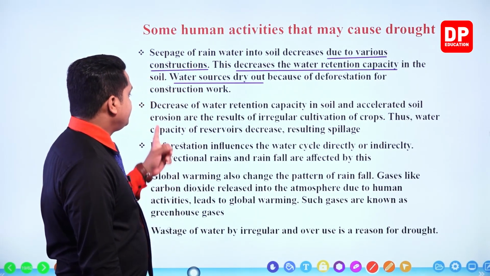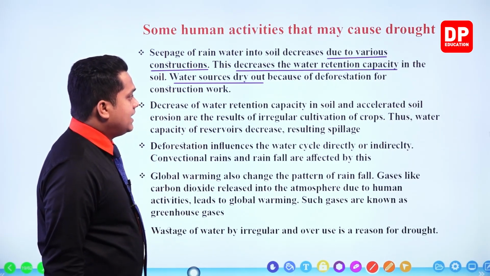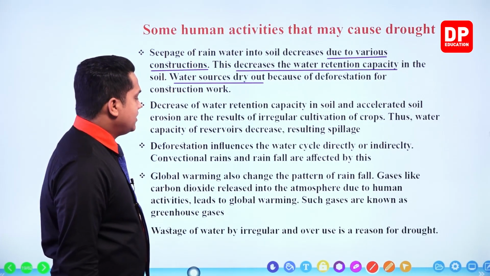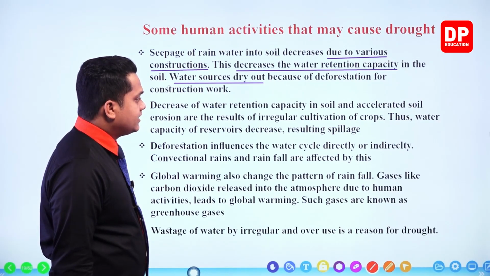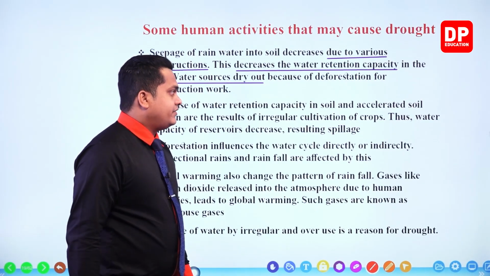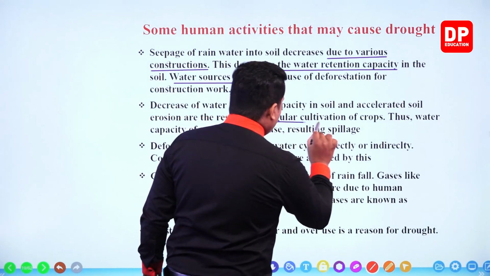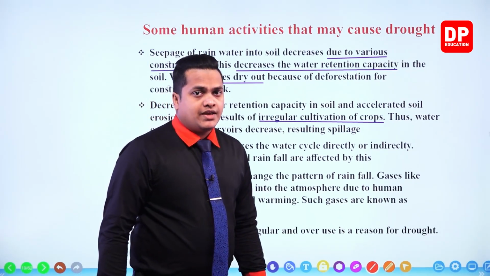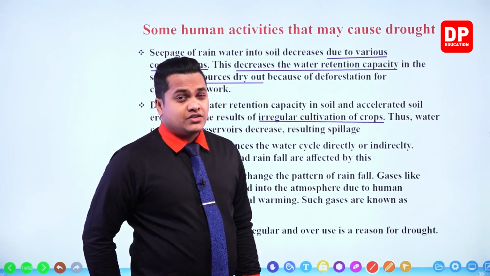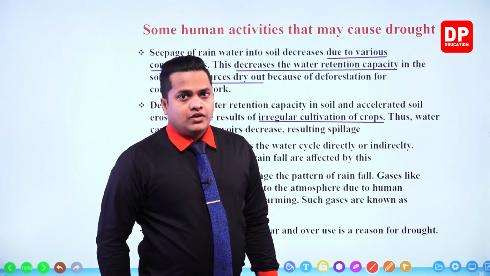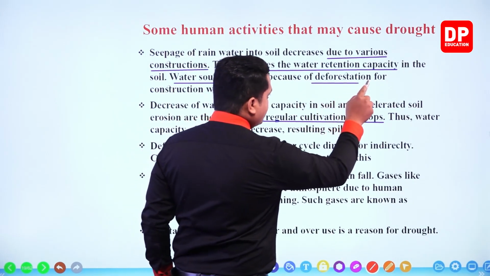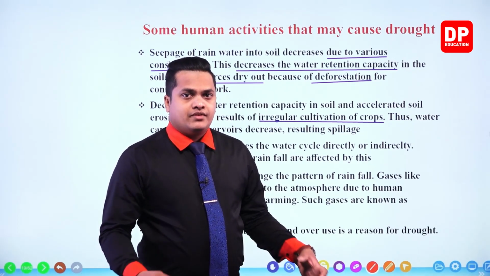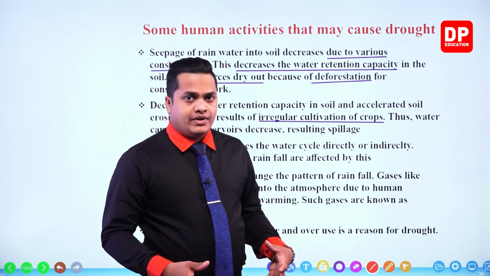Then the second one given: decrease of water retention capacity in soil and accelerated soil erosion are the results of irregular cultivation of crops. Thus, the water capacity of reservoirs decreases, resulting in spillage. So the second one is irregular cultivation of crops. When you take the irregular cultivation of crops, especially Shena cultivation, most people do Shena cultivation by doing deforestation. By doing deforestation, they cut down trees and burn them in a particular place to create a Shena.